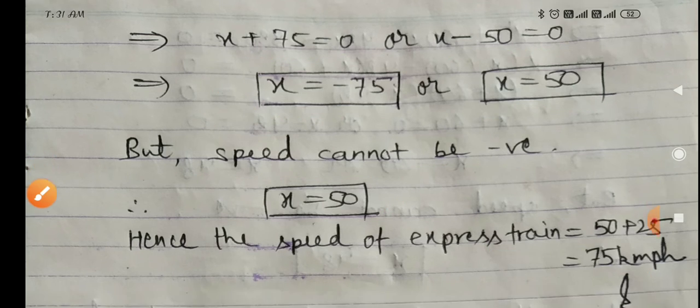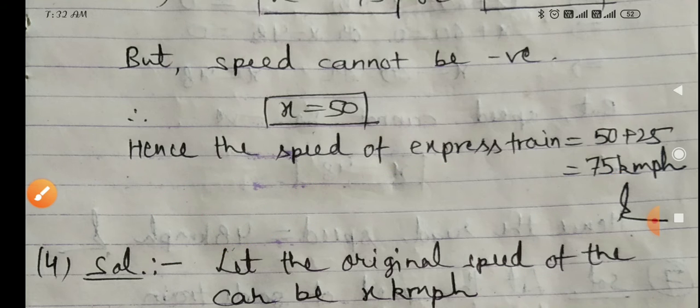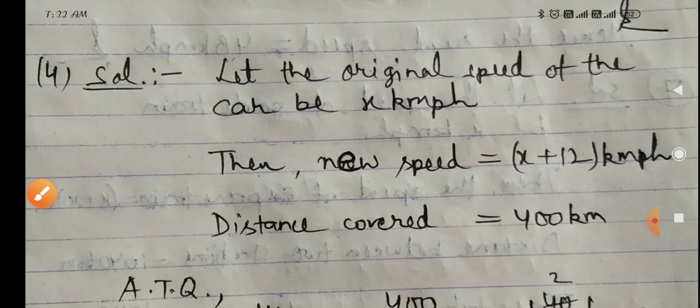Now the speed of the express train you have to find. Speed of express train was x plus 25. So in this expression you put the value of x, and you will get 50 plus 25 equals 75 kilometer per hour. So this was the question, and how to solve it I told you. One more question of such type I am taking.